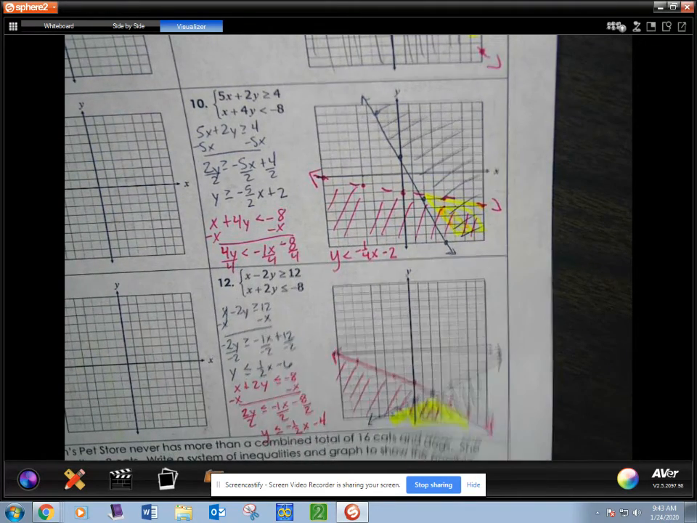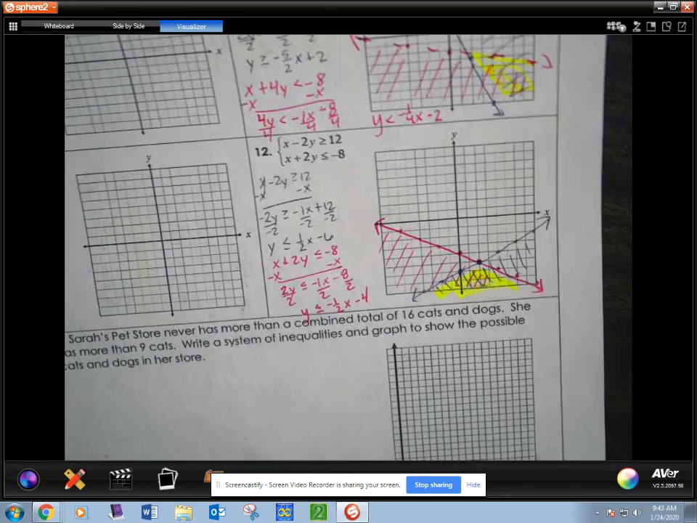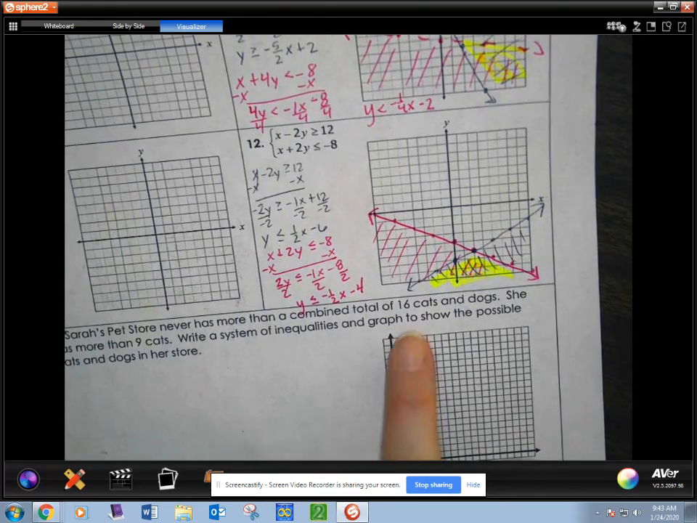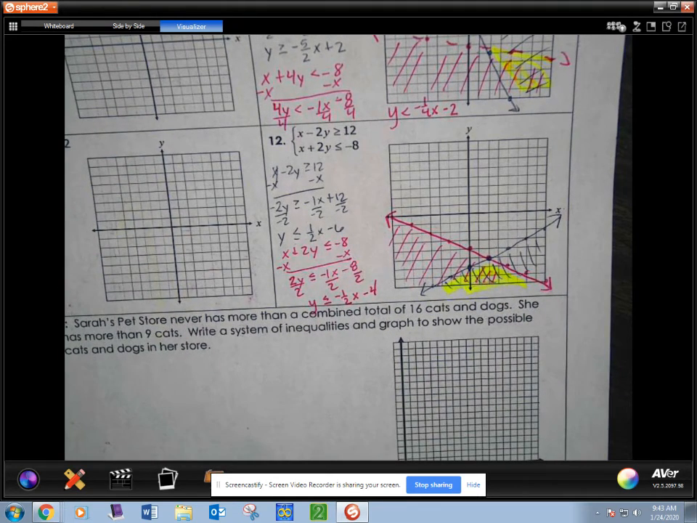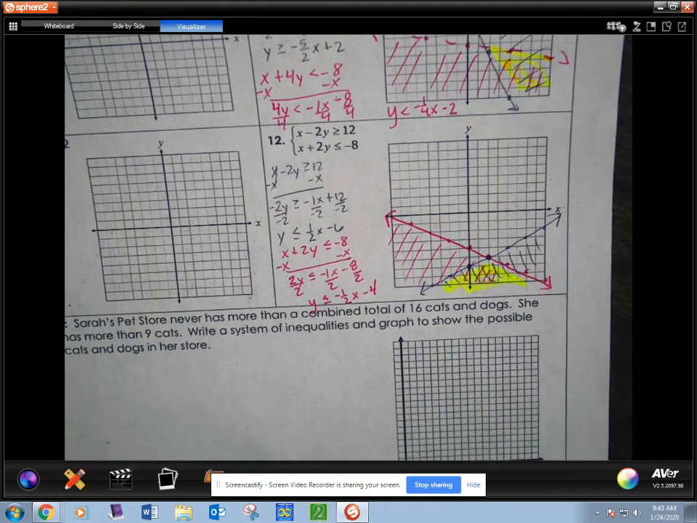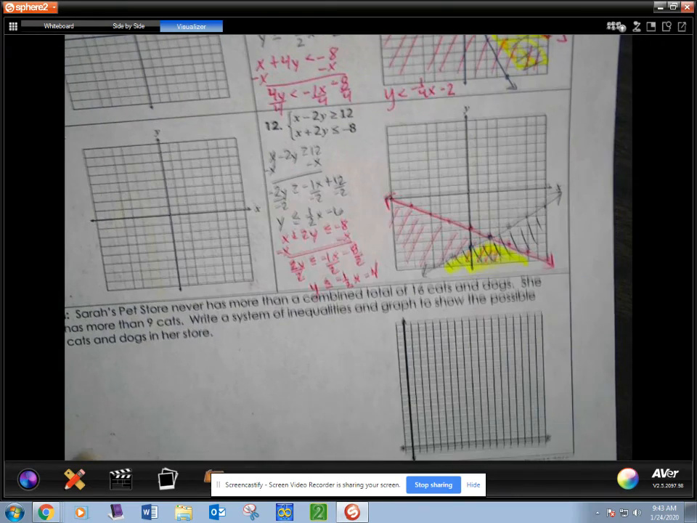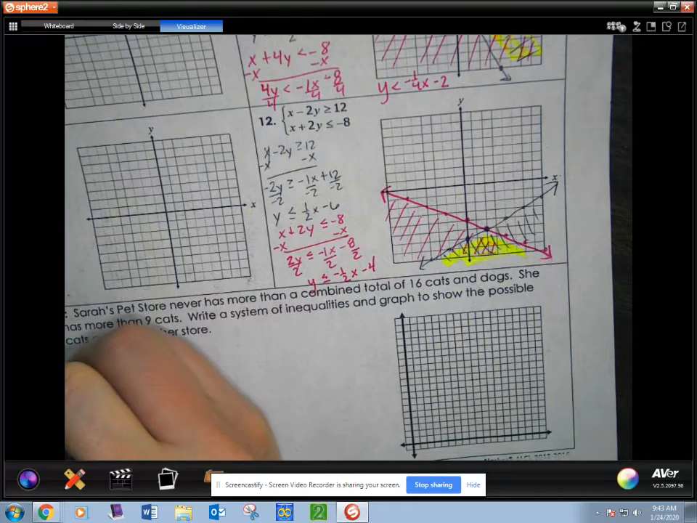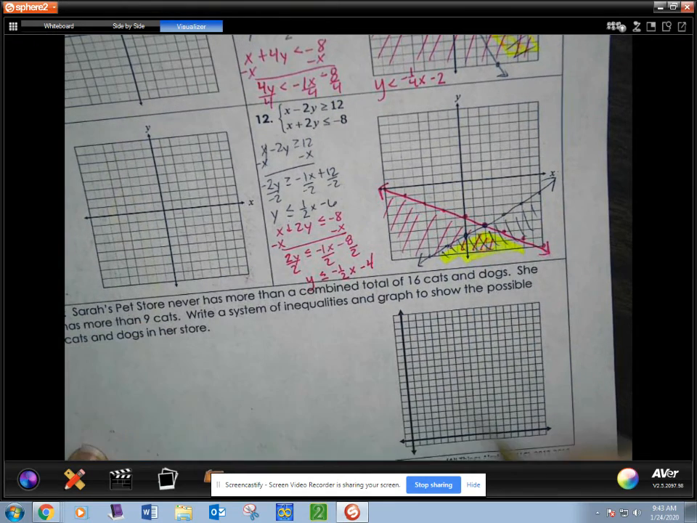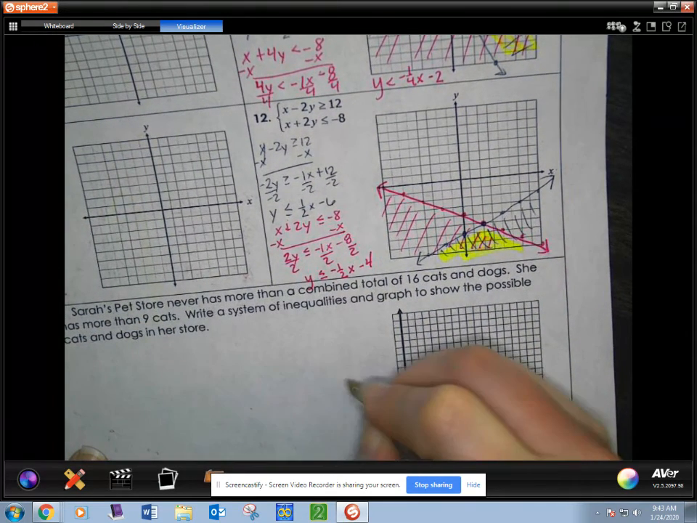Okay, last example. Sarah's pet store never has more than a combined total of 16 cats and dogs. She has also never had more than 9 cats. Write a system of inequalities and graph it to show the possible number of cats and dogs. Okay, first thing, we're talking about two things. We're talking about cats and we're talking about dogs. So we're going to label this cats and this dogs.